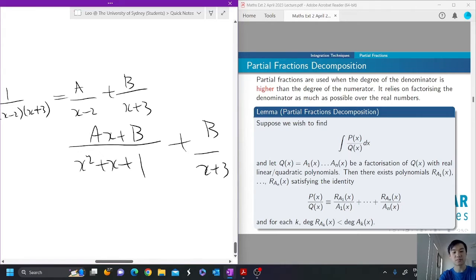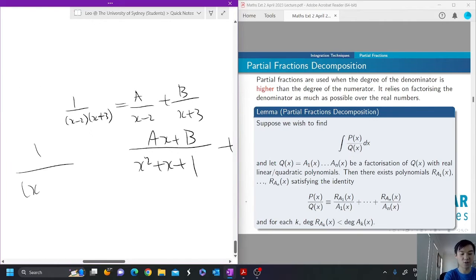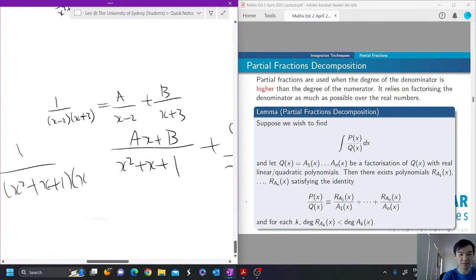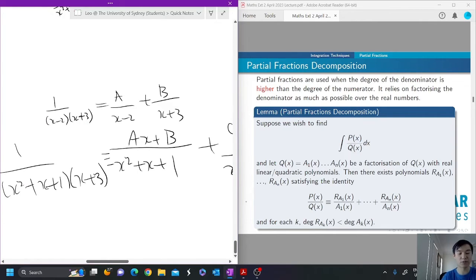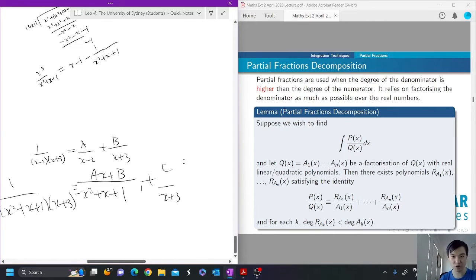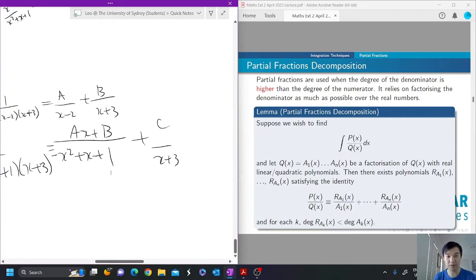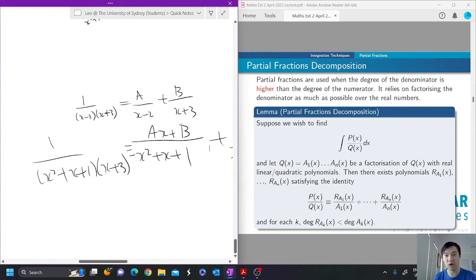So if you had something like 1 over x squared plus x plus 1 times x plus 3, you could rewrite this as a sum of two simpler fractions. So this is basically the gist of what partial fractions is. You split a complicated fraction into a sum of simpler fractions, where each denominator of the new fractions is a factor of the original complicated fraction.